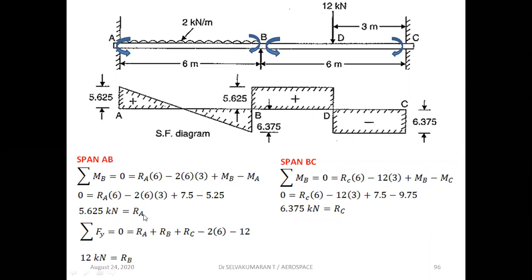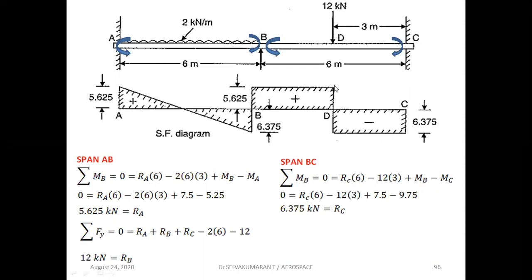So once RA, RB, RC are obtained, now you plot the shear force diagram. RA 5.625 positive upward, 5.625. Then at B, 5.625 minus 2 into 6 will be minus 6.375. So minus 6.375 at B plus RB. RB is 12, so you will get plus 5.625. Between B and D, no loads, so 5.625 shear force remains constant.